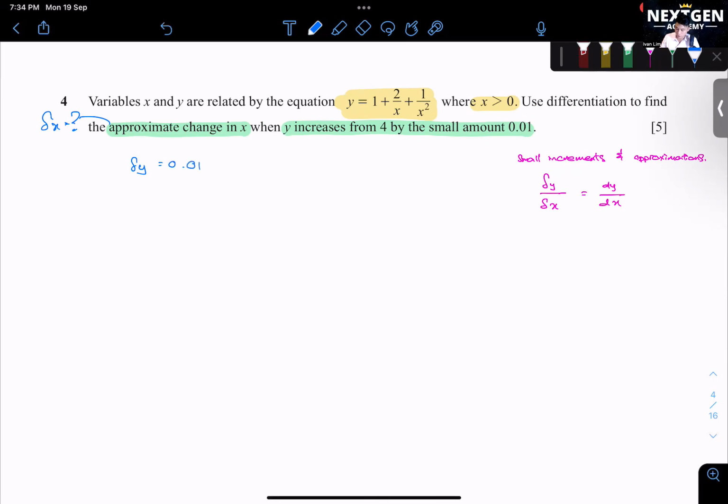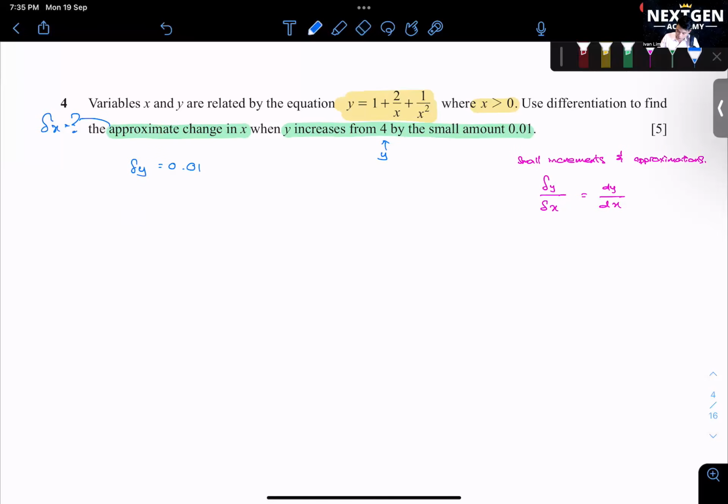So you just write down whatever information you have first. So delta y equals to 0.01. Then I got to find dy over dx. Wait, let me find the x first because they give you y. They give us y over here. In no particular order actually, second one, we find the x value first.